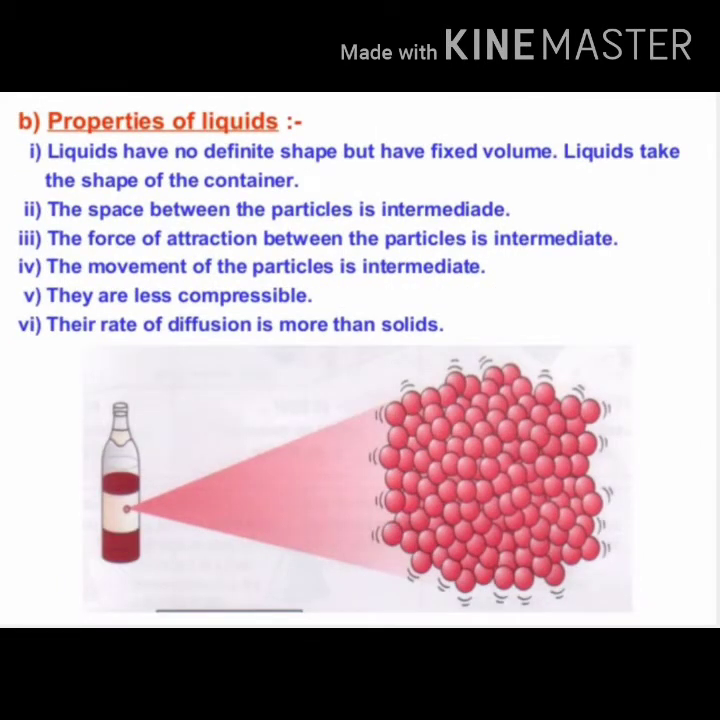Properties of liquids. Number 1, liquids have no definite shape but have fixed volume. Liquids take the shape of the container. Second, the space between the particles is intermediate. Third, the force of attraction between the particles is intermediate. Fourth, the movement of the particles is intermediate. Fifth, they are less compressible. Last, their rate of diffusion is more than solids.